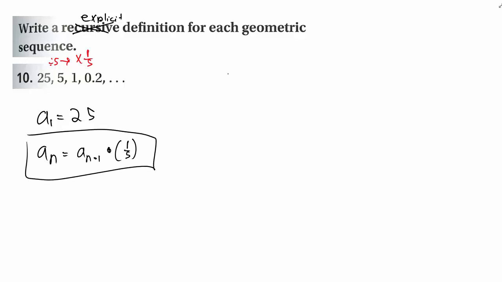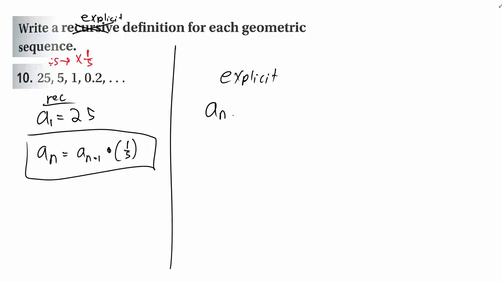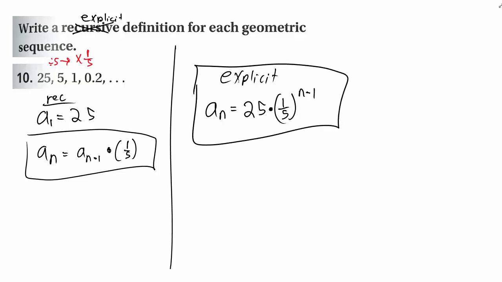Now, this is recursive. If we want to do explicit, which is what I want you to focus on for the test, to get the nth term, you take the first term, multiply it by the common ratio, which is 1/5, raised to the power of n minus 1. So there is the explicit formula for that geometric sequence.